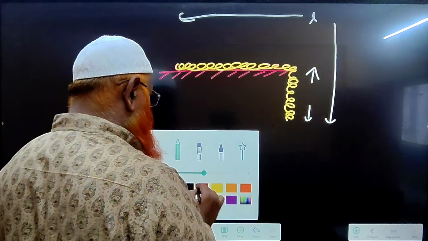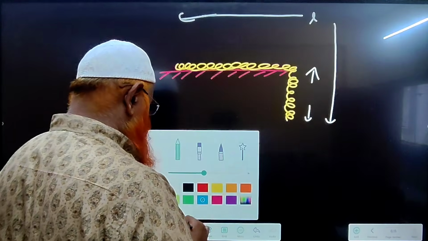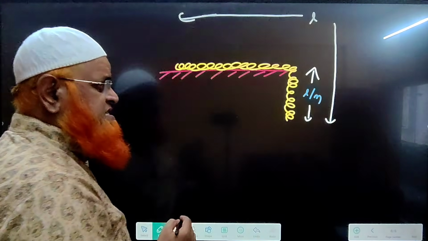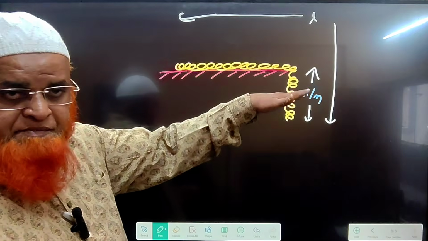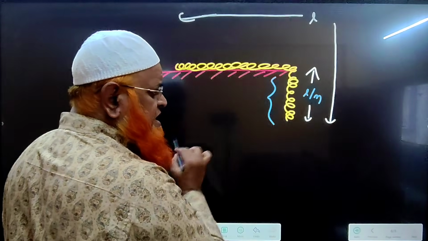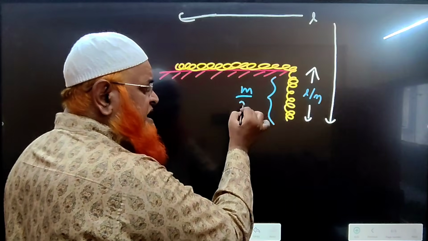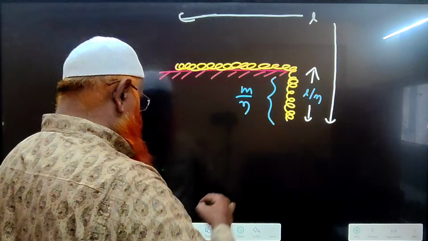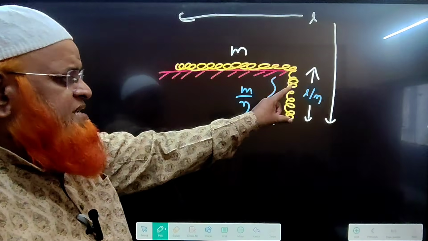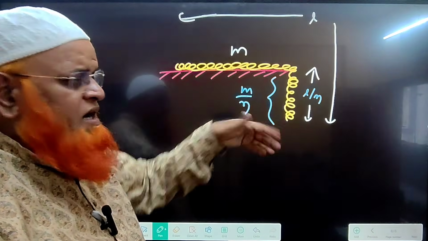So how much amount of chain is hanging? Let us see here now. Let us take 1 by nth part of the chain is hanging. L by nth part is hanging here. Understand? So what is the mass of the chain which is hanging now? Is it not m by n? Because the total mass of the chain is considered to be m. If L by nth part is hanging, m by nth part is also hanging.